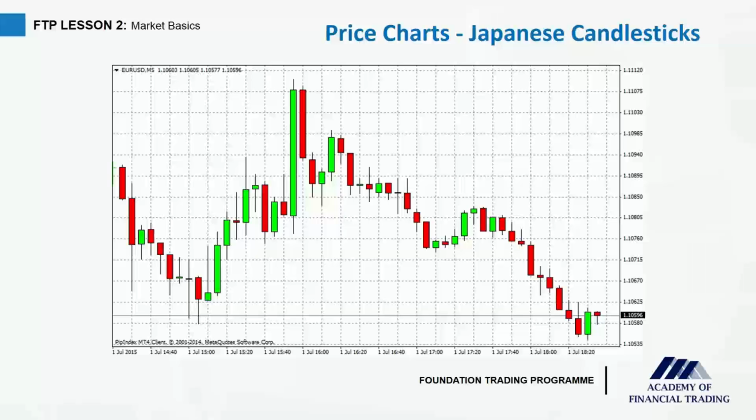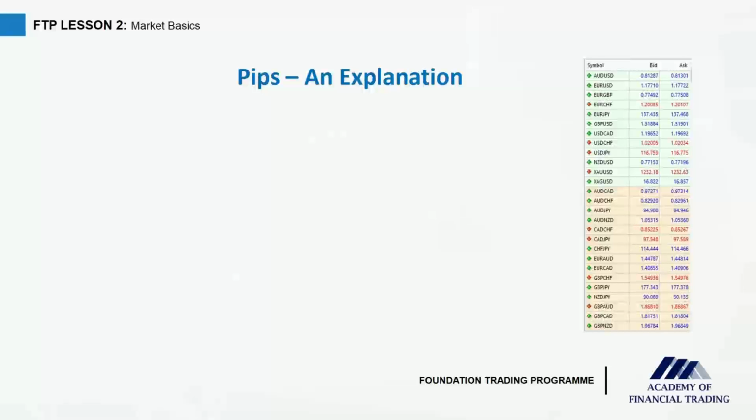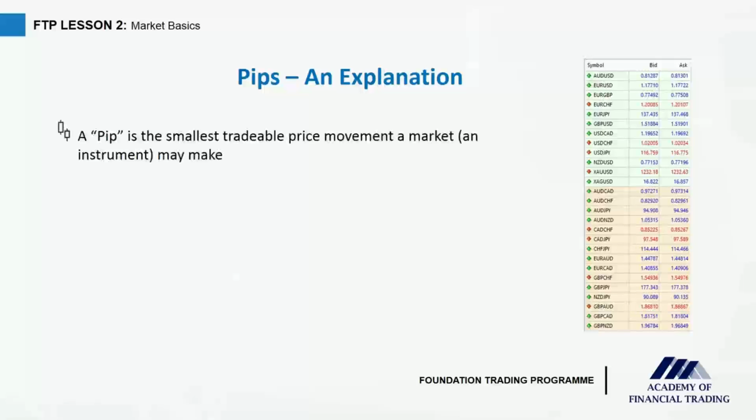So let's move on. Now we're going to talk about pips. And I'm not talking about fruit, but just like a piece of an apple, the smallest constituent part of an apple is its pip. And these pips are extremely important in trading. It's the lowest incremental move that a market can make. We can also call this pip a tick or a point. It's the same thing, the lowest incremental move.